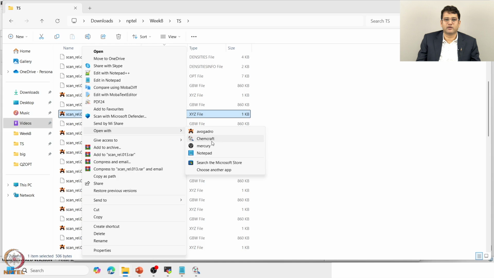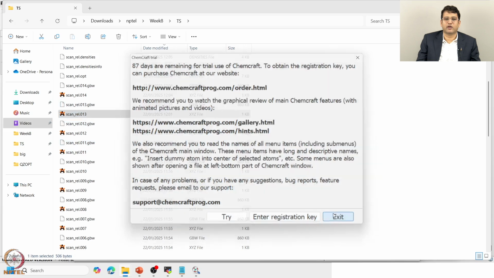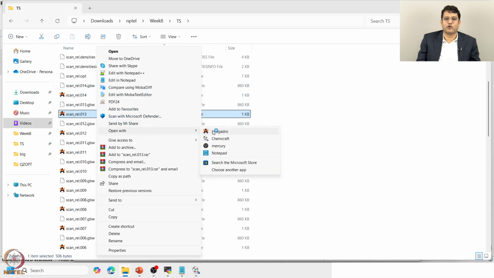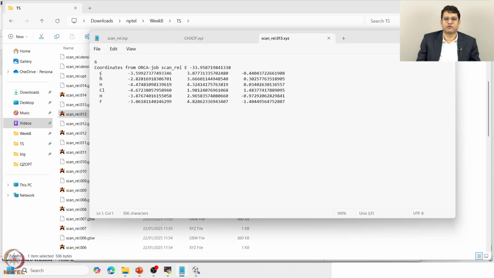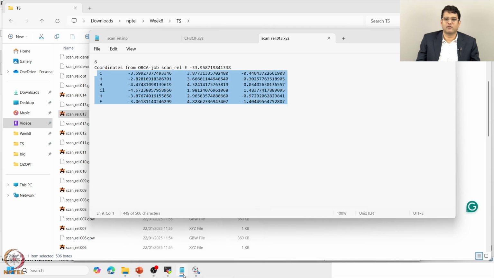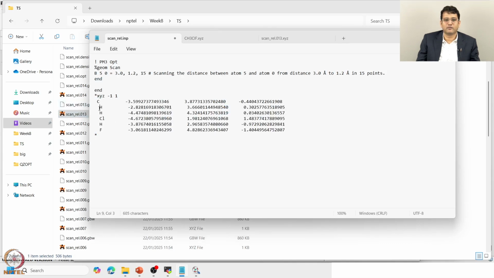So, let me open the 13 with ChemCraft. No, ChemCraft I have to open with the notepad, copy the geometry, and redo the scan with the new geometry. And hope that this time the scanning comes out proper.